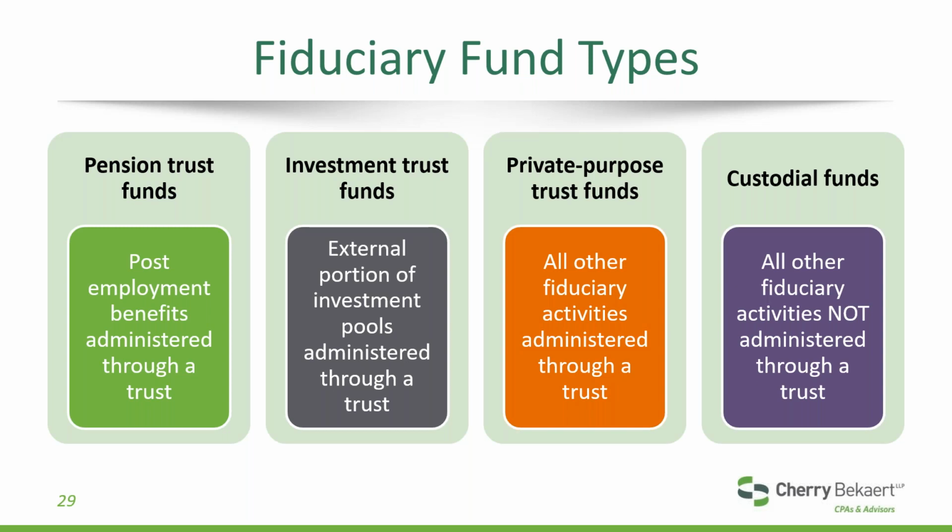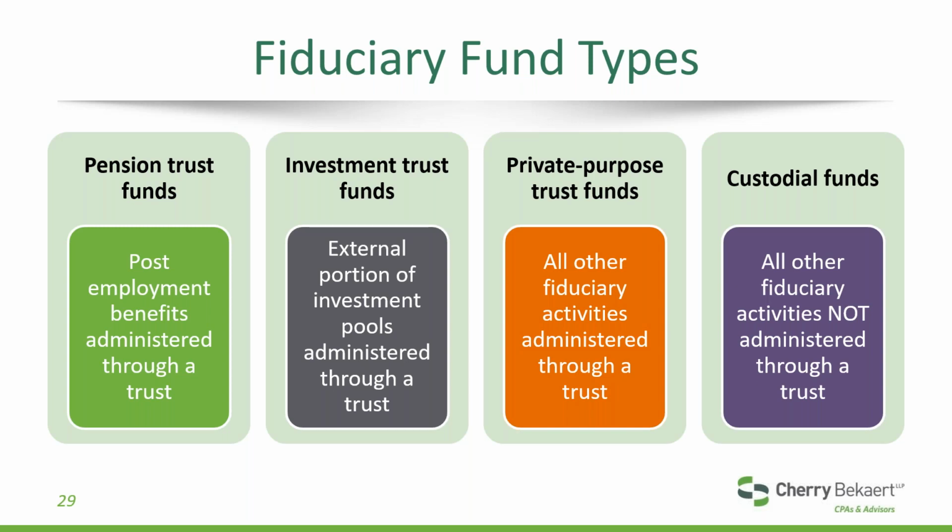Pension trust funds, whether they are a component unit or not, will be reported as pension trust funds. Investment trust funds will include the external portion of investment pools administered through a trust. Private purpose trust funds will include all other fiduciary activities administered through a trust. And custodial funds will include all other fiduciary activities not administered through a trust. An example of an activity that would be reported as a custodial fund is the external portion of investment pools not administered through a trust. So you'll see external portion of investment pools may be split depending on whether or not they are administered through a trust.